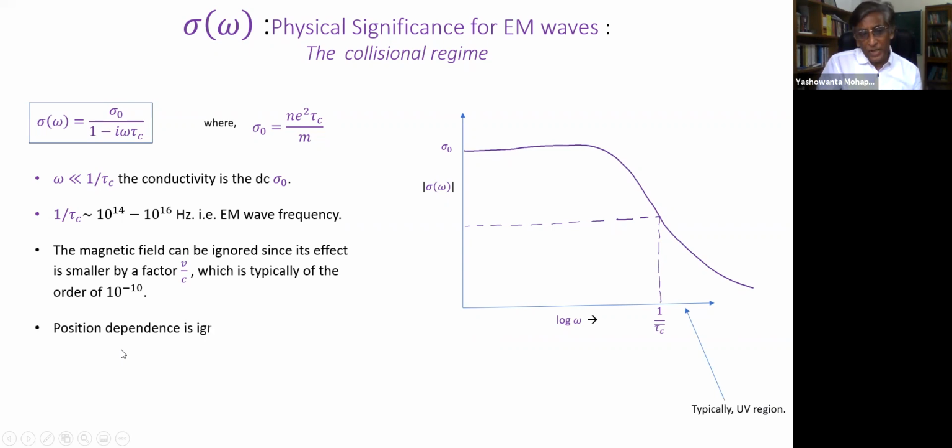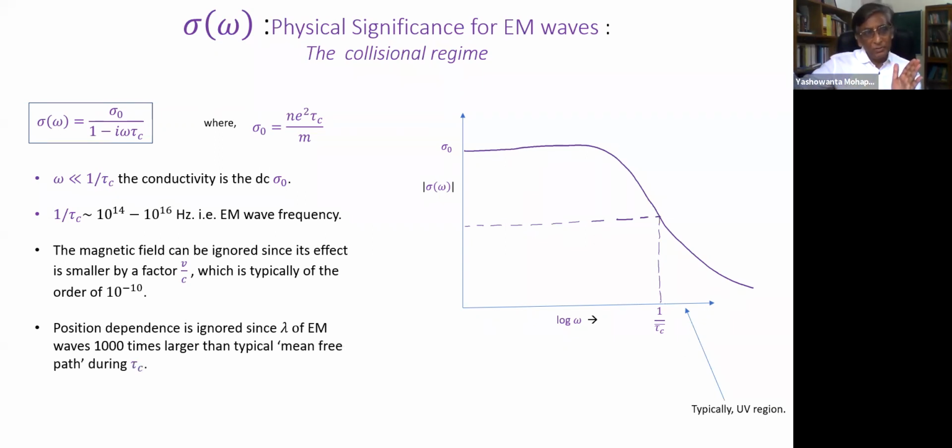So position dependence: you can see that I have just done a single oscillator problem, but my wave could actually be dependent on position. But for position dependence, lambda is of the order of 400 nanometers or 4,000 angstroms, whereas the collision time, the space over which collision occurs, is the mean free path time. That's typically 10 angstroms, 100 angstroms.